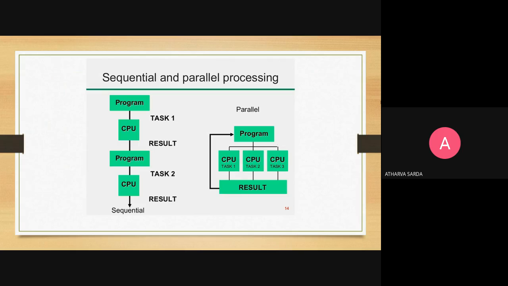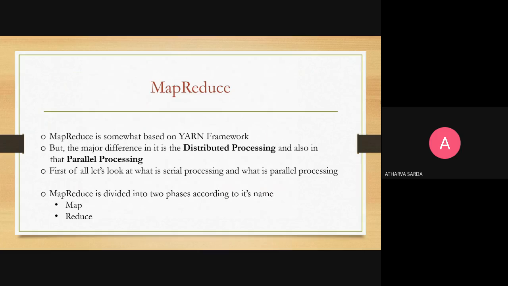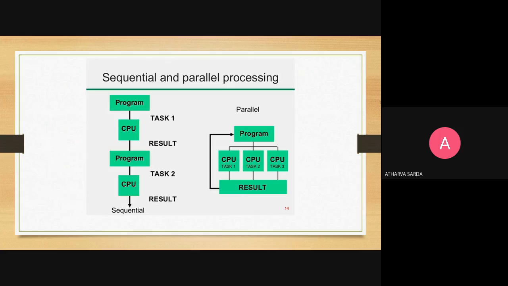In contrast, serial processing doesn't work this way. In serial processing, the tasks are given one by one and the results are also given one by one. This is the major advantage of parallel processing, and thus we use parallel processing in our MapReduce. MapReduce is divided into two phases according to its name, map and reduce. Let's look at more information on it.